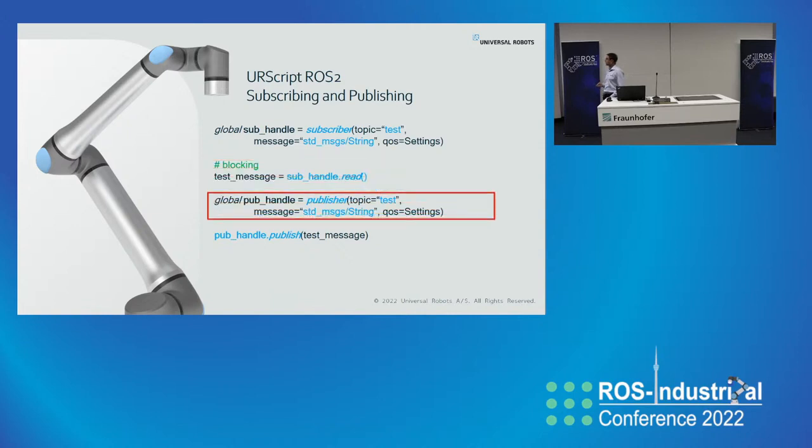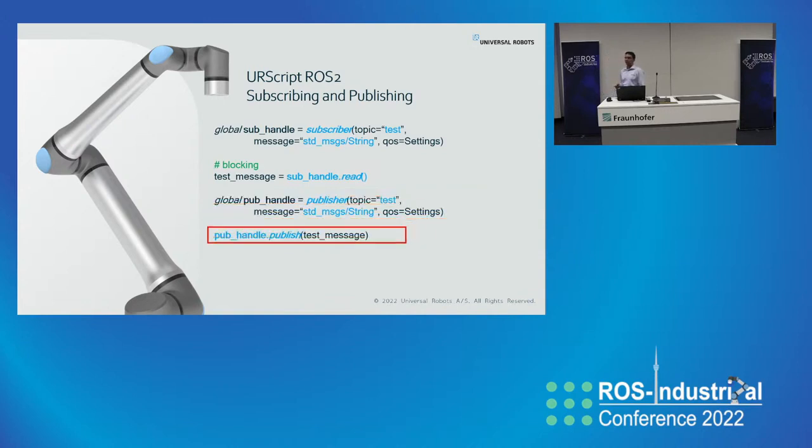Then the same way for the publisher: topic, type, and QoS settings, and a corresponding publish method. The test message in this case has to be a structure that corresponds exactly to the structure in ROS. The same applies for the received message, but the received message will get a structure that is automatically created.